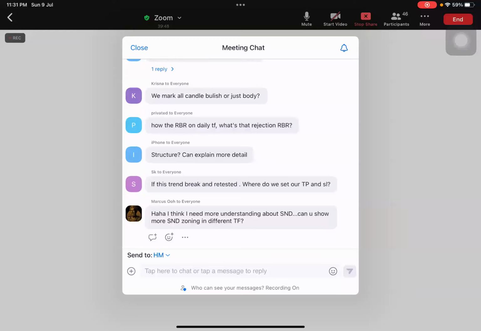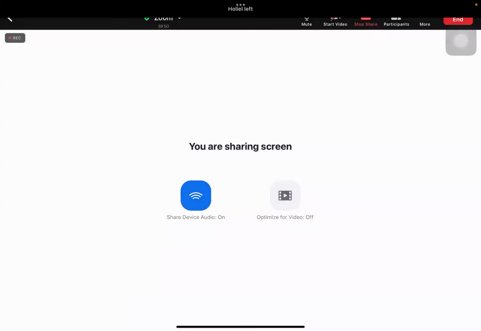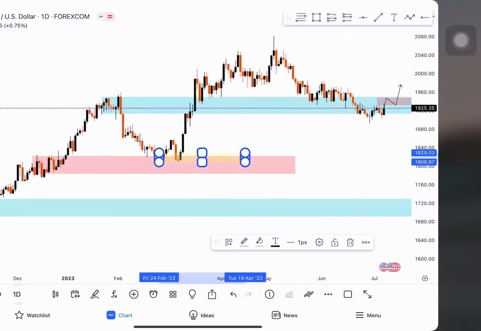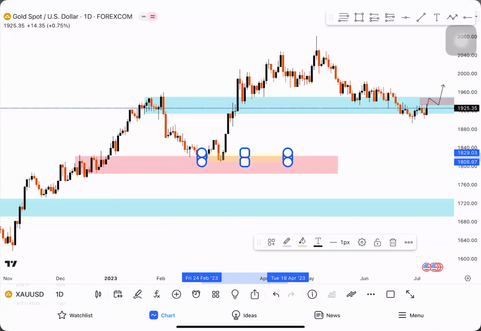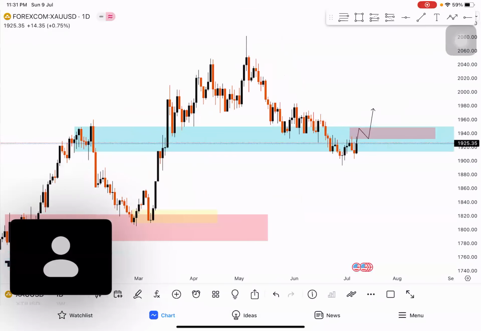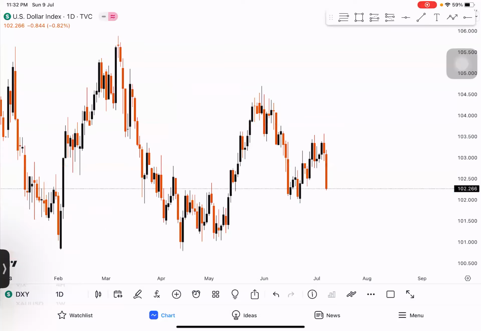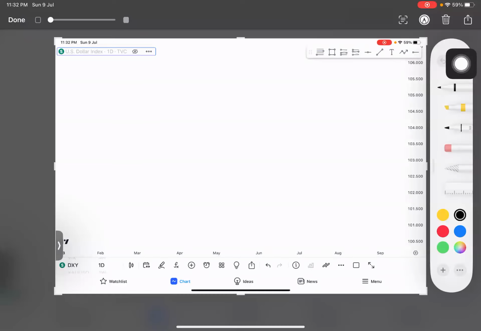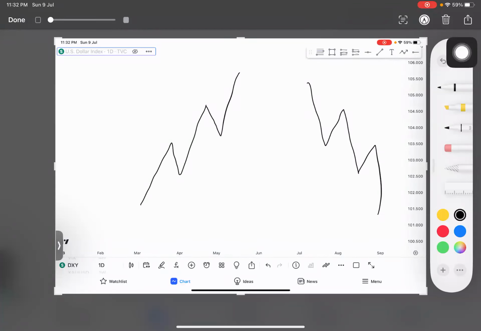Structures, can you explain more detailed structures? Okay, on the structures, I will explain to you in more detail. You have to know what is an uptrend and downtrend first. Structure is very easy. An uptrend should have this one. A downtrend should have this one. That's all you have to know, but it is not as simple as that.